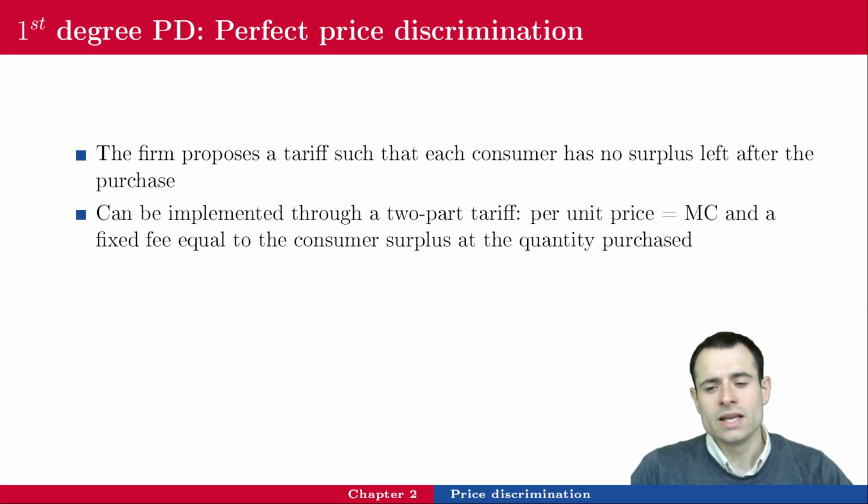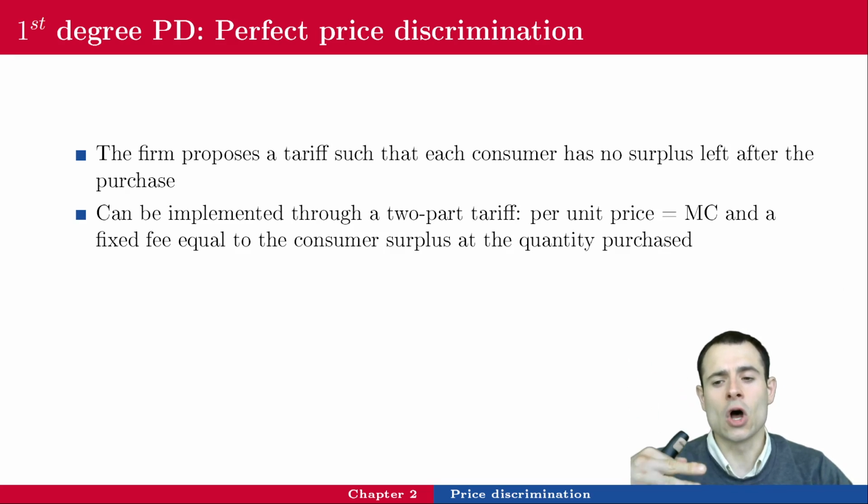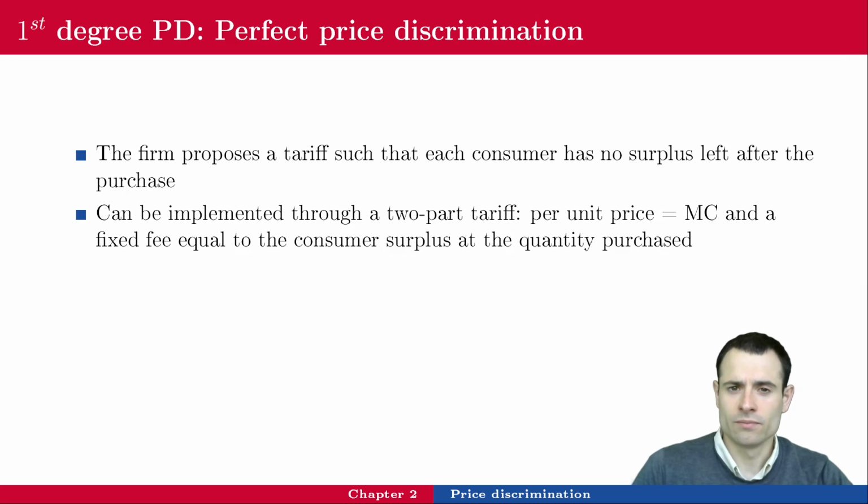The idea is that the per unit price is the smallest possible price the firm can break even with. By charging a price equal to marginal cost for each unit, the firm is not making any profit. The firm will make profits on the fixed fee imposed on top of this per unit price. Because the per unit price is equal to the marginal cost, consumers are going to consume the efficient quantity, the Pareto efficient quantity.